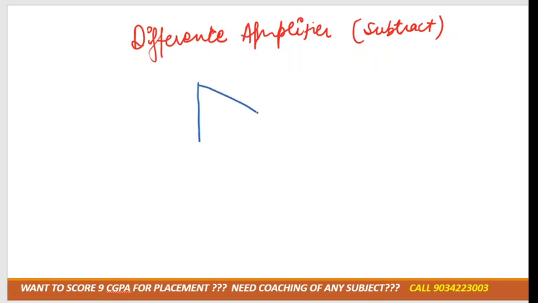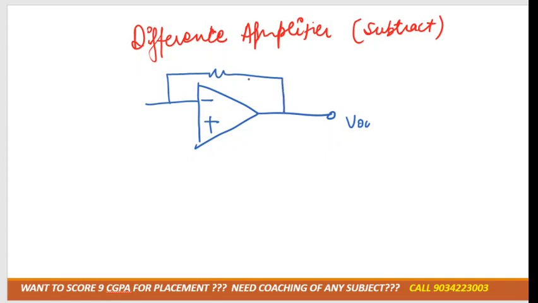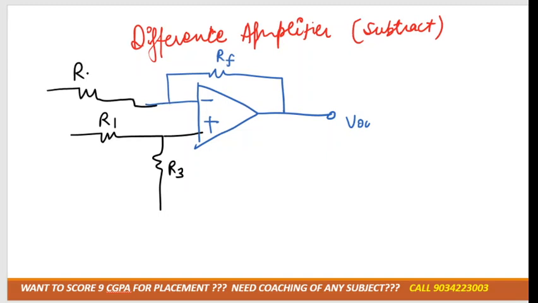I'll draw the diagram. Again, the terminal with the negative and positive, the output would be connected to V0, and we'll provide the feedback resistance connected with the negative terminal. Then we'll provide the resistance for the positive. This one is resistance R1, this one is R3, and here we'll provide a resistance R2. Another terminal of R2 would be grounded.